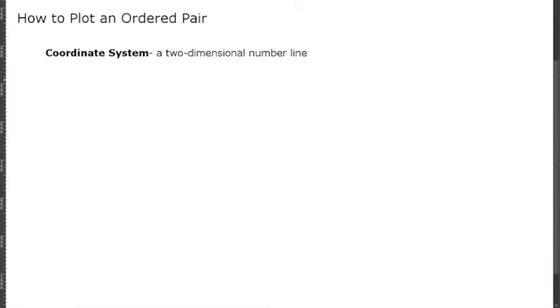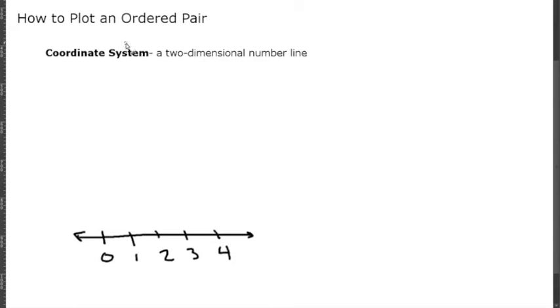In today's video, I'm going to show you how to plot an ordered pair. An ordered pair is always plotted on a coordinate system, and a coordinate system is essentially a two-dimensional number line. So your first dimension, we're going to start with just an ordinary number line, like you used to use when you were learning addition. Started at 0, 1, 2, and went up in any interval. We'll just count by ones.